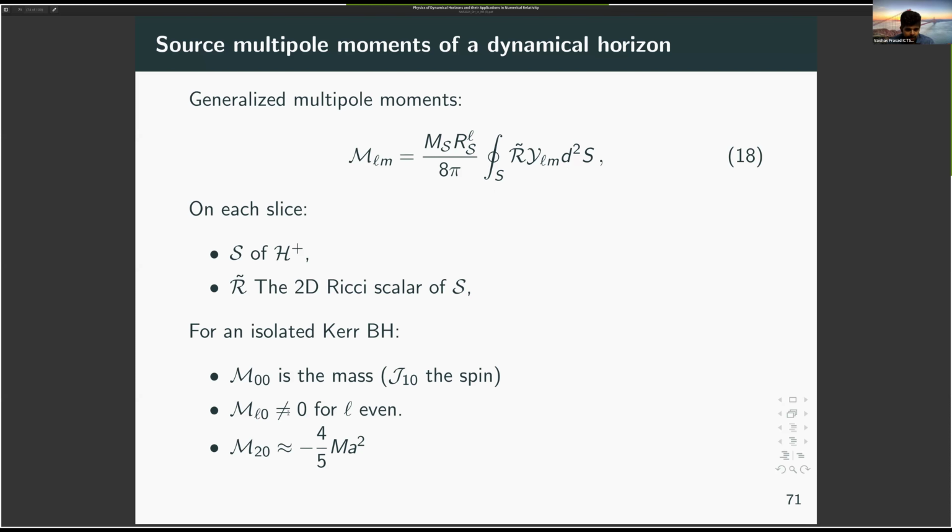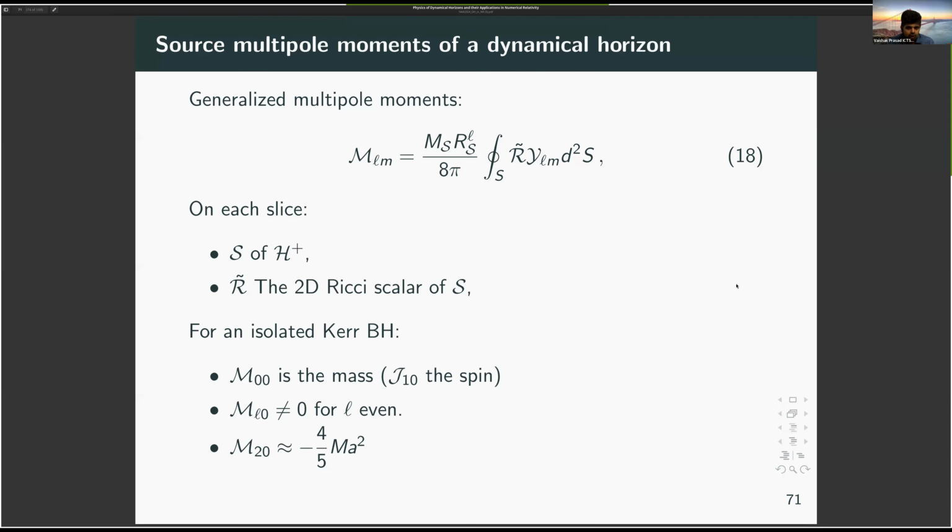And as I mentioned earlier, M00 would be the mass. We now have two indices instead of one. And for a Kerr black hole, for instance, M20 would give you something proportional to a squared, where a is the spin of the black hole. And you could also equivalently define the spin multipoles with two indices. And J10 would give you the spin. And these would capture the most general deformations that a dynamical horizon could have.